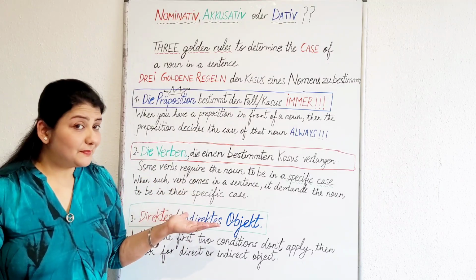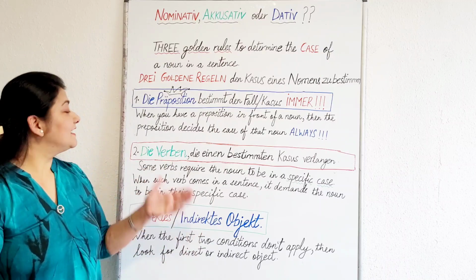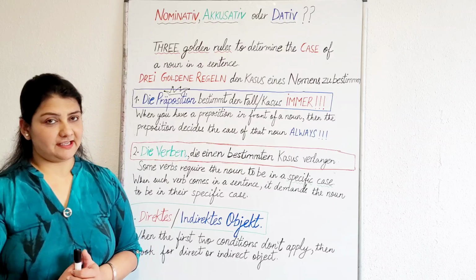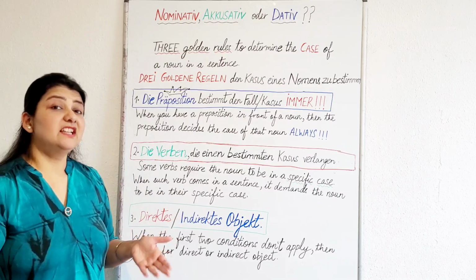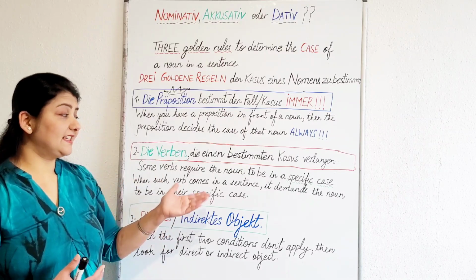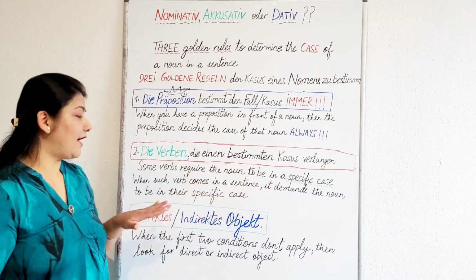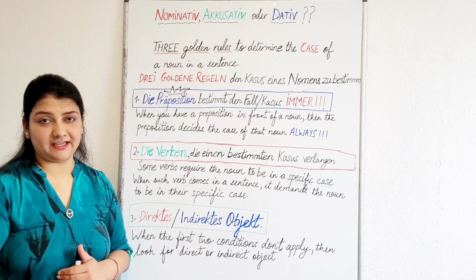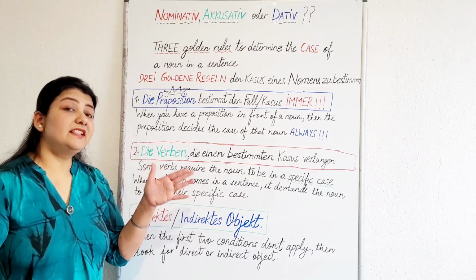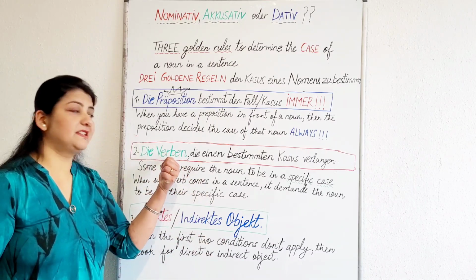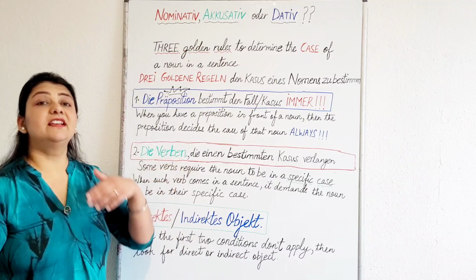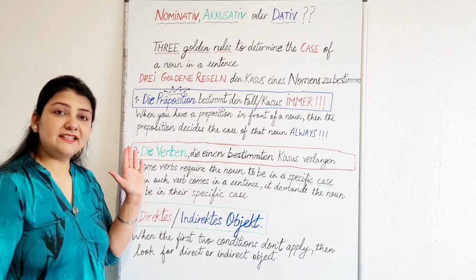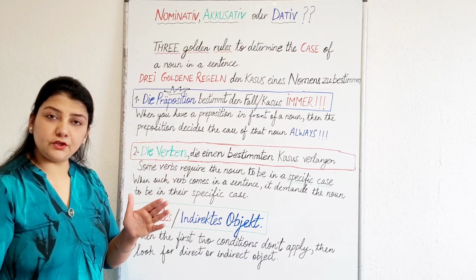Now, what does this mean? This means some verbs require the noun to be in a specific case. And when such a verb comes in a sentence, it demands the noun to be in its respective or specific case. Yeah? So in that condition, the verb decides in which case the noun is going to come. So we'll be discussing the second rule again further in the video.